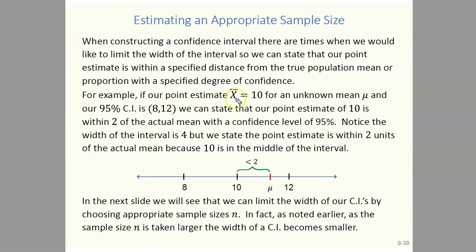So for example, if we have a point estimate of 10, let's say, so x bar is 10 for some unknown mean, and our 95% confidence interval, say, is 8 to 12, then we can state that our point estimate of 10 is within 2 of the actual mean with a confidence level of 95%. Now notice that the width of the interval here is 4, but we state that the point estimate is within 2 units of the actual mean because 10 is right in the middle of the interval.